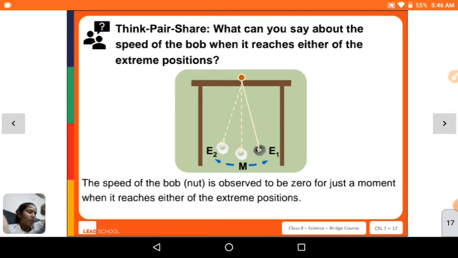you can see that the ball is going to the left-hand side, the top position, the extreme position. At that point, just for a microsecond, the ball is stopped at that point. So when the body is at rest, the motion is 0, the speed is 0, right?